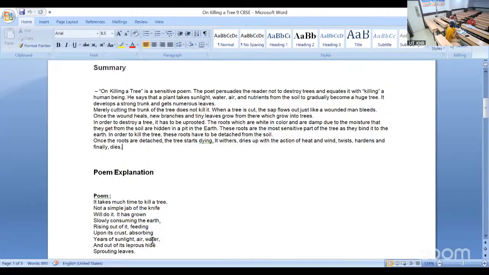They are not telling cutting. Cutting is not killing. Killing is uprooting from the soil, from the earth. Is it easy to do so? Let's read the poem and find out what the poet says on killing a tree. So it is in the beginning itself. It takes much time to kill a tree. So it's not easy to kill a tree.